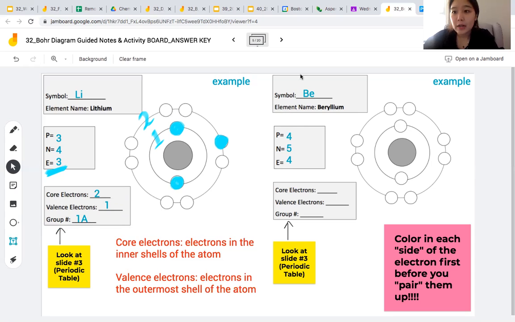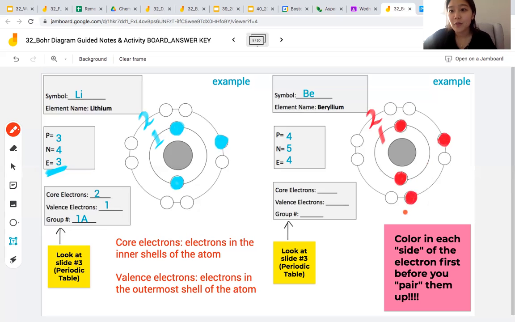The information already is filled out. So we have to color in 4 electrons, and I'll use a different color this time, red. So we're gonna start from shell number 1 and then work our way to shell number 2. So 1, 2, 3, 4.